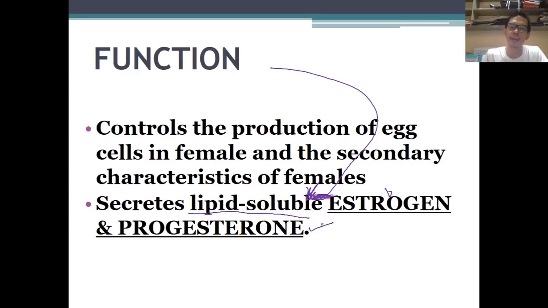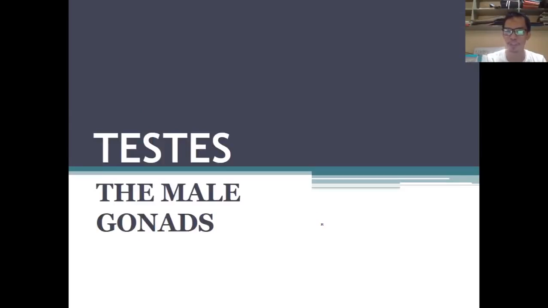These two hormones help the female body to produce egg cells and at the same time develop secondary characteristics like widening of hips, development of breasts, and other things. All right, so that is the ovaries.